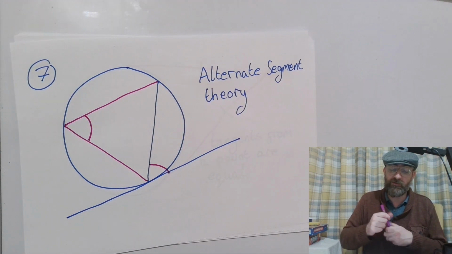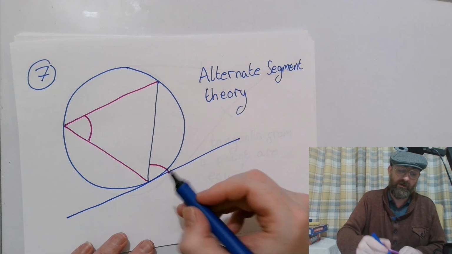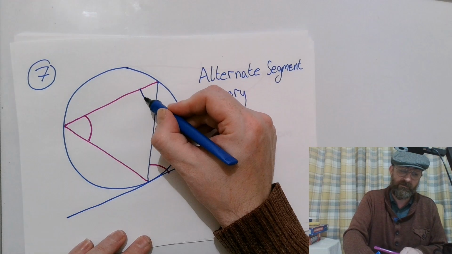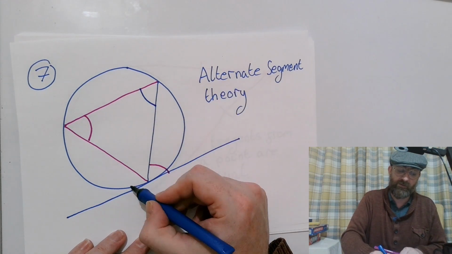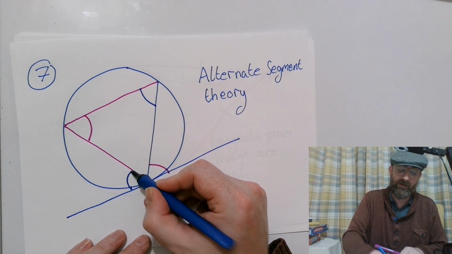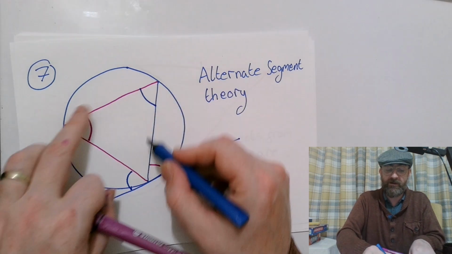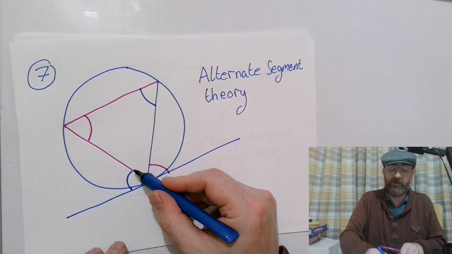And we can use the same circle theorem to say that if we've got this angle here, that's going to be equal to this angle here, because I've got a chord drawn there and that angle in the opposite segment is equal to that angle there.